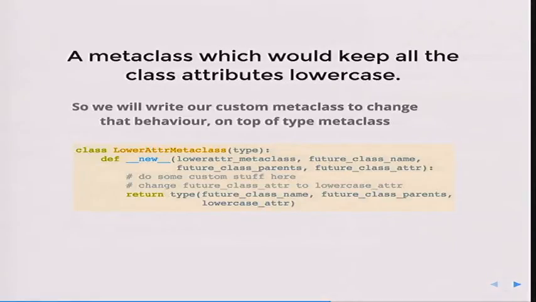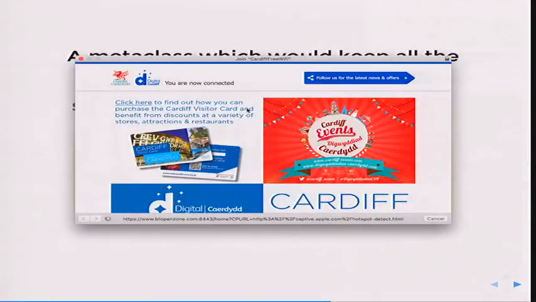So we are defining a new class, lower attribute metaclass, and we have a new method in this, and the signature is the same. The first argument, lower attribute metaclass, is basically the CLS or self that you pass to the methods, and we'll do some custom stuff, and after we have manipulated things, we will return with the type.